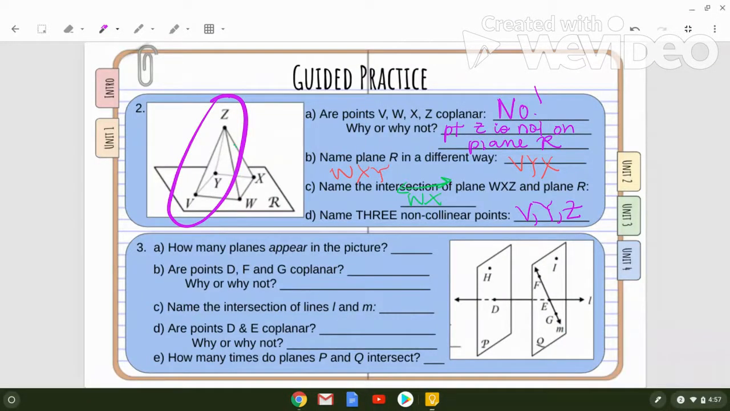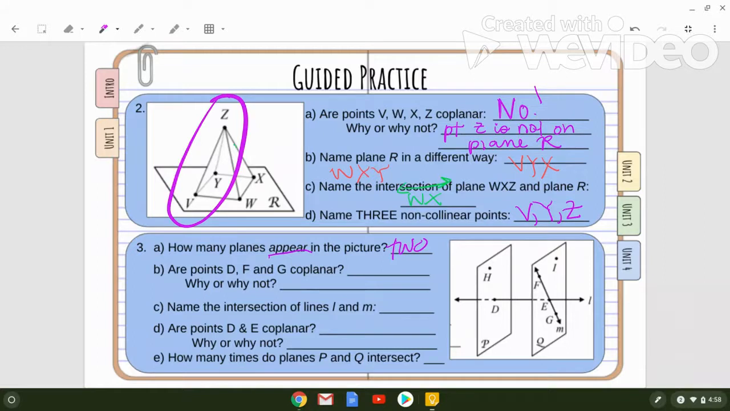So the last part of the guided practice here is how many planes appear in this picture? Well, how many planes appear is the key word. How many planes do I actually see? Well, hopefully you can see 2 planes. We have plane P and plane Q. This is like 2, if you hold up your palms, but you don't touch them together, you actually have 2 planes that are what we call parallel to each other. They're not touching. One is on one side, one's on the other. They're parallel. They'll never touch each other.